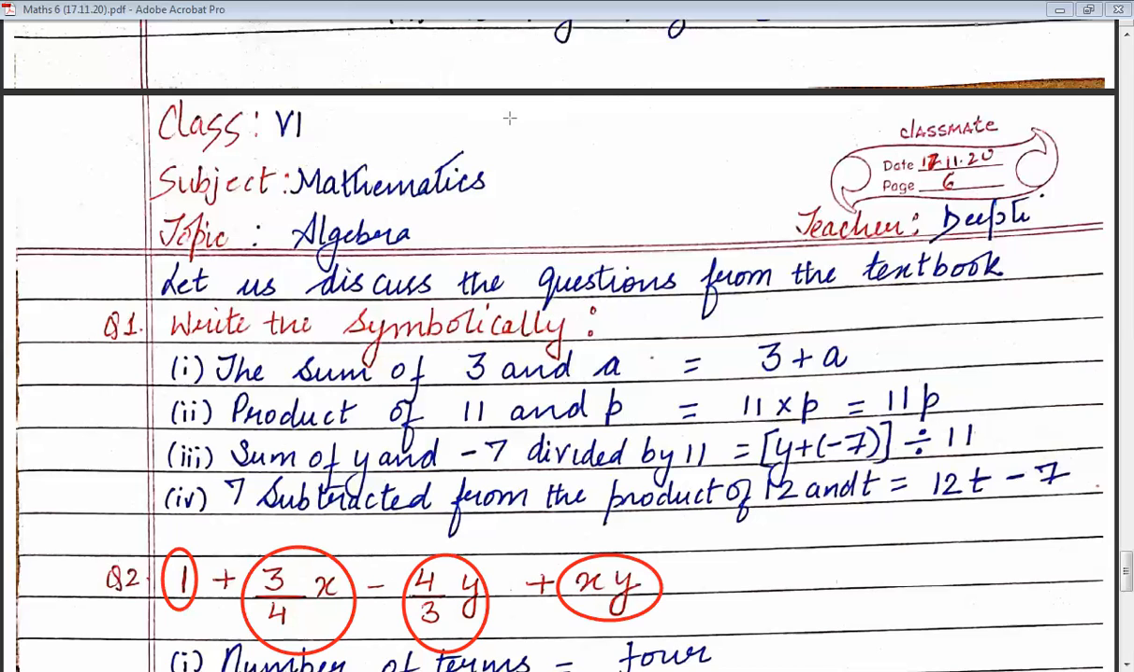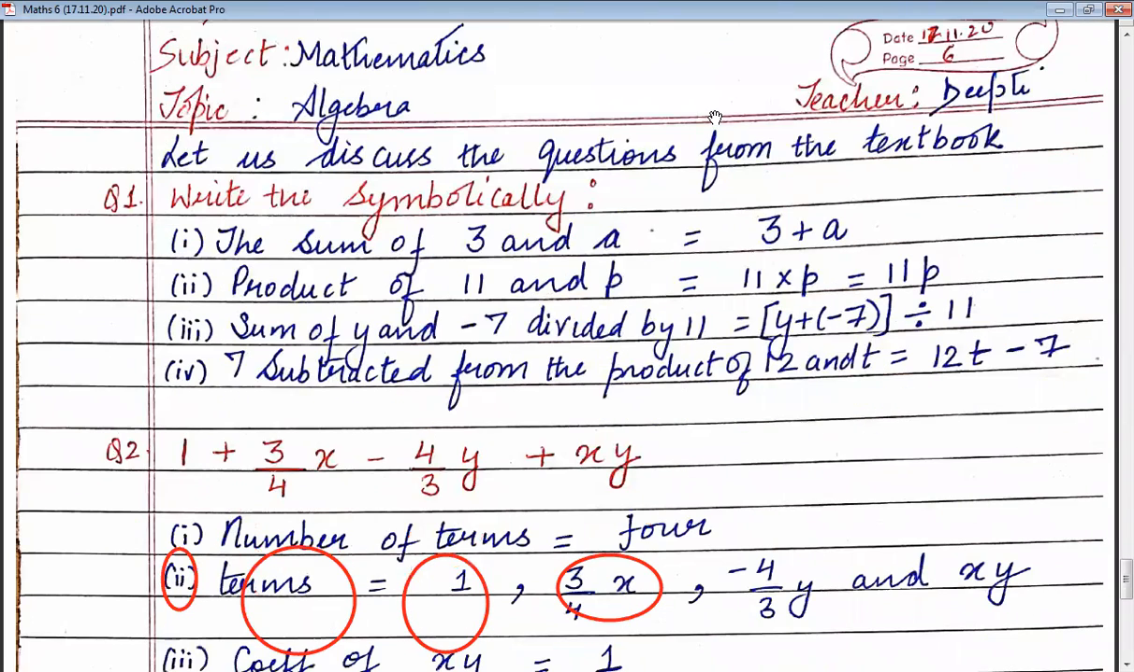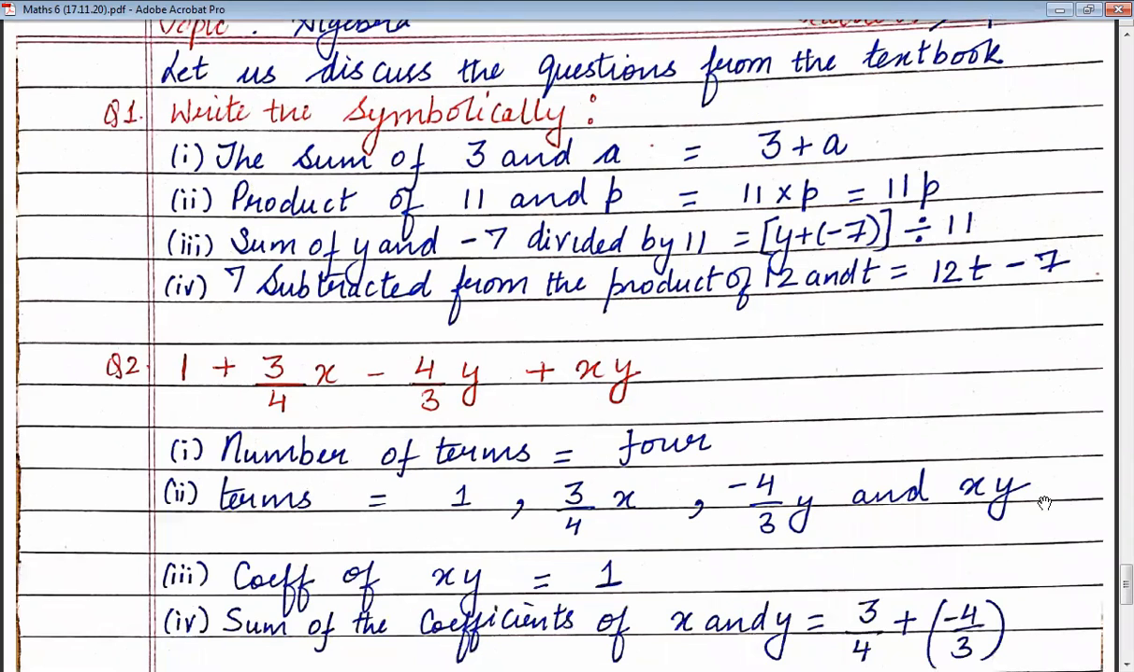So how many terms are we having? We are having 4 terms. And can you name the terms? Yes, we have already named the terms. They are 1, then 3x upon 4, minus 4y upon 3 and xy.